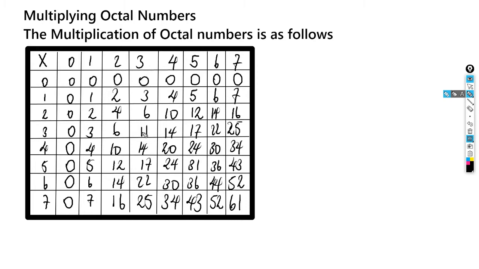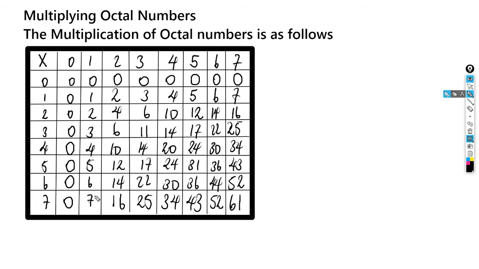3 times 3 would give us 9, which would give us 1, remainder 1, right? 8 can go into 9 one time and leave a remainder of 1. And 4 times 4 would give us 16, which would give us 2 and a remainder of 0. 5 times 5 would give us 25, and 8 can go into 25 3 times and leave a remainder of 1. 6 times 6 would be 36. 8 can go into 36 4 times and leave a remainder of 4. 7 times 7 would be 49. 8 can go into 49 6 times and leave a remainder of 1.